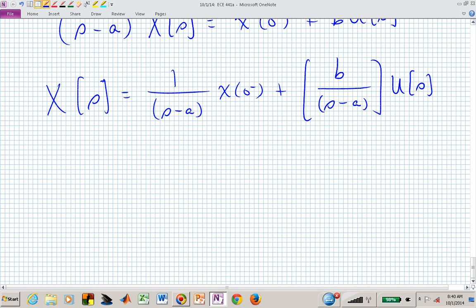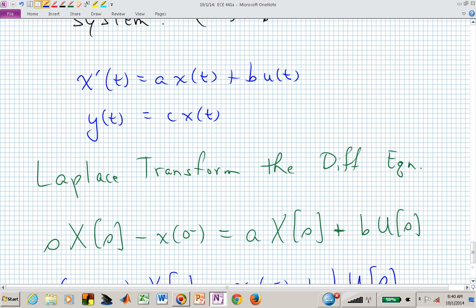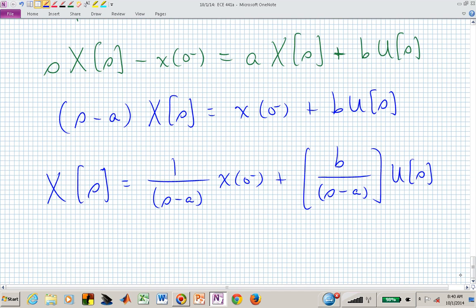That should be clear. All I did was divide through by s minus a on all sides. What I want to do now is look at what makes up my state as a function of time. I want to inverse Laplace transform this, and I hope you can see now that the time response of my state is going to depend on two pieces: a piece that is associated with the initial condition, and a piece that is associated with how I drive that system, or the input.